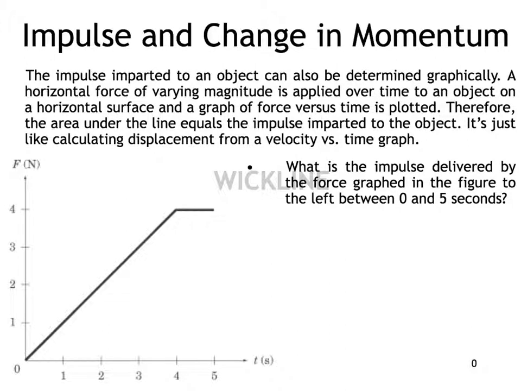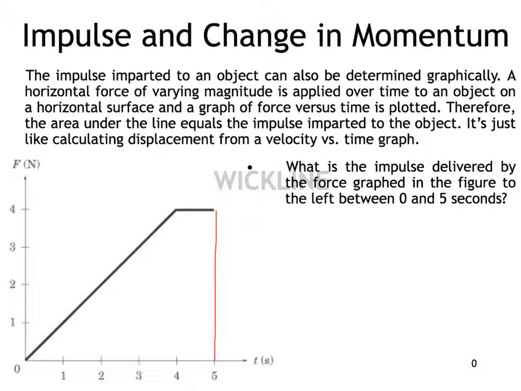We can use graphical analysis to analyze impulse and change in momentum. So in this graph we have newtons of force on the y-axis and we have seconds of time on the x-axis. And the question asks us basically to calculate the impulse delivered by the force graphed in the figure to the left between 0 and 5 seconds. So you should basically just think about this as just another graphical analysis question.